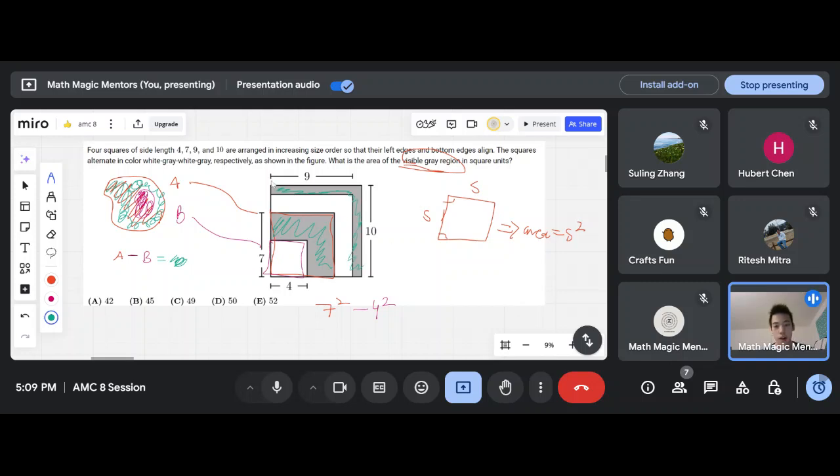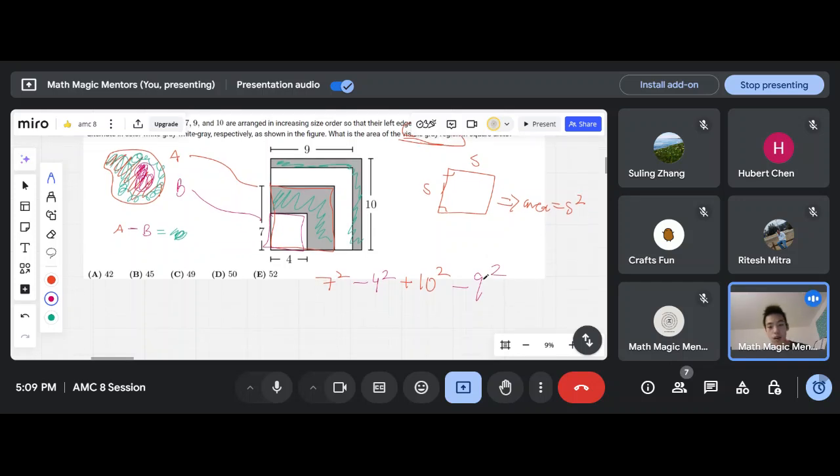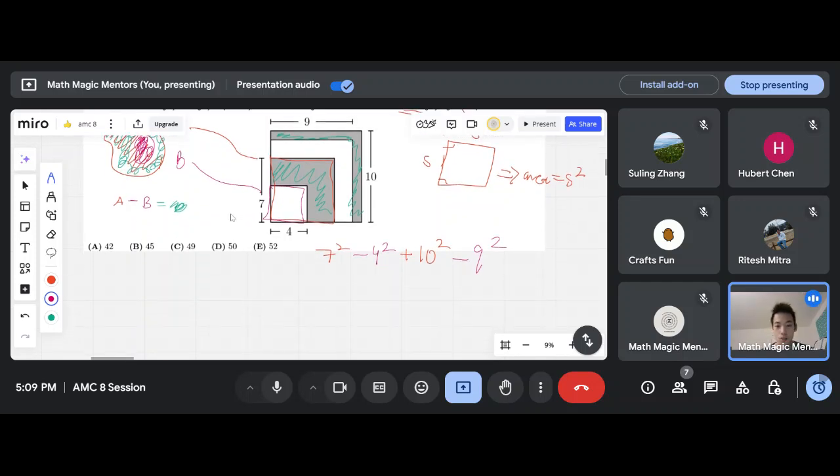And so the big area this time is the square of side length 10. So that's just 10 squared. And then we're going to subtract the square of side length 9, so you're going to write minus 9 squared. After computing that, let's just do it real quick: 49 minus 16 plus 100 minus 81. I'm just going to combine the positive terms. Get 149 minus 97. That is 52, as many of you guys have said in the chat.